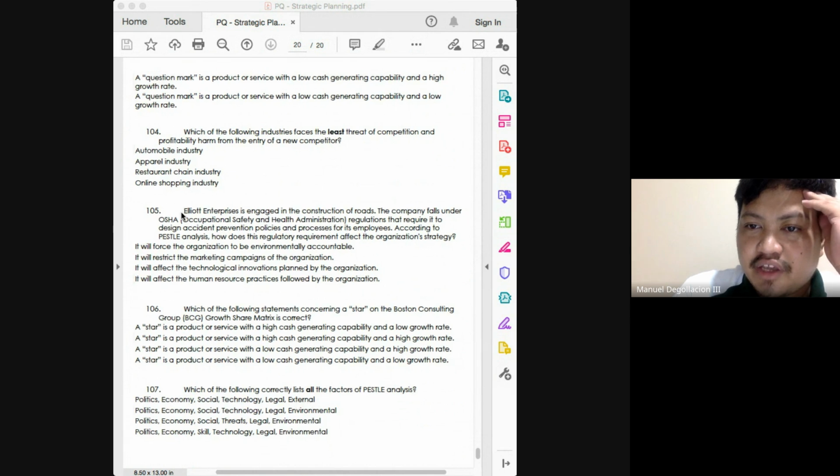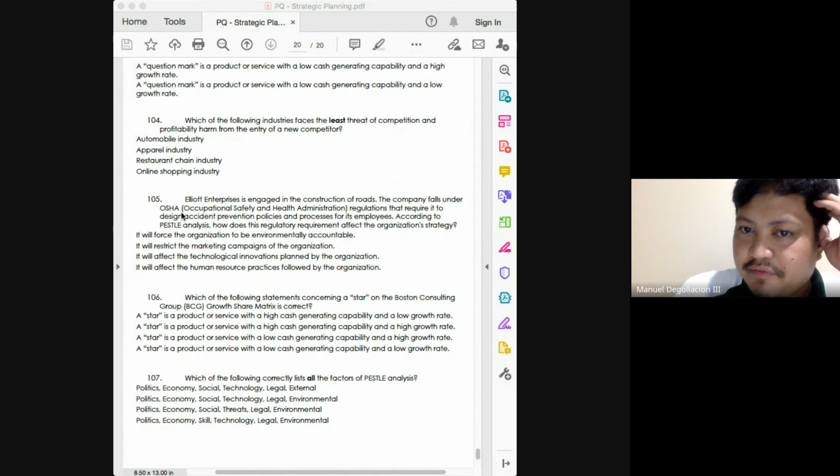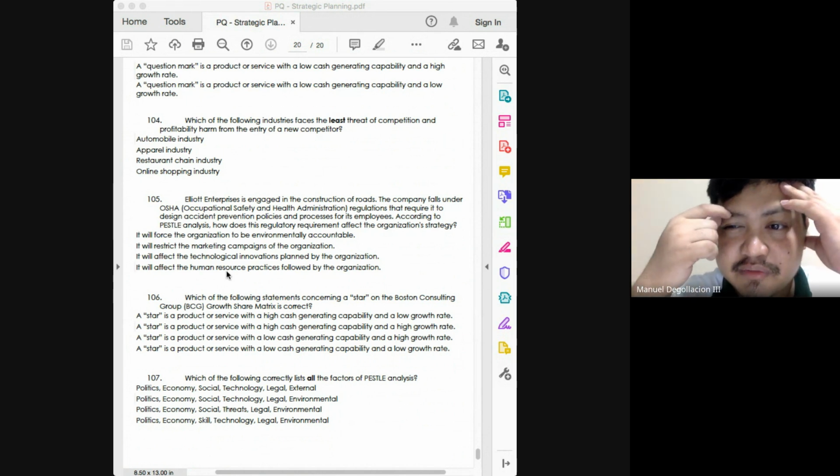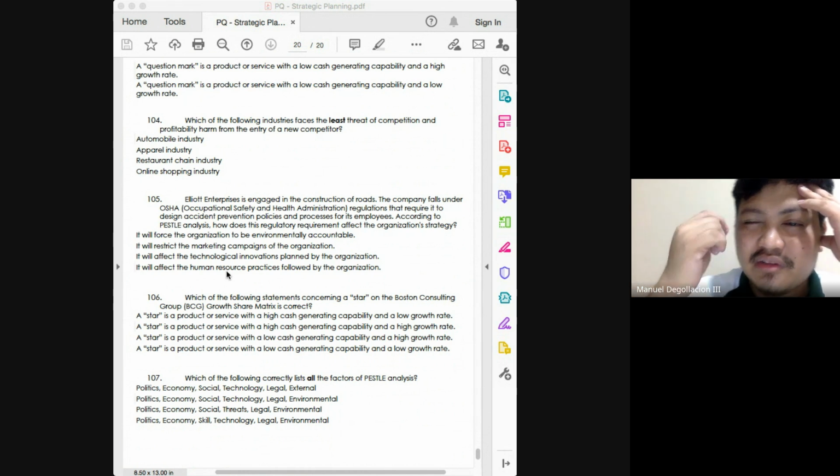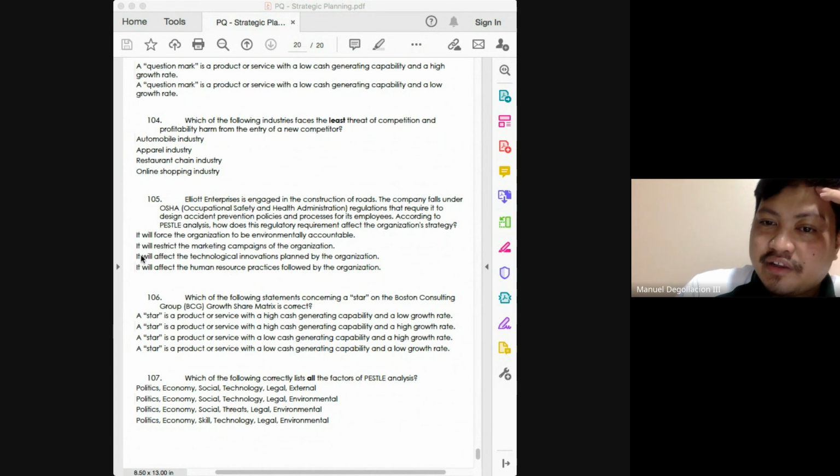105. The company is engaged in the construction of roads. The company falls under occupational safety and health administration regulations that require it to design accident prevention policies and processes for its employees. According to PESTEL analysis, how does this regulatory requirement affect the organization's strategy? The answer here will be the fourth choice. It will affect the human resource practices followed by the organization.